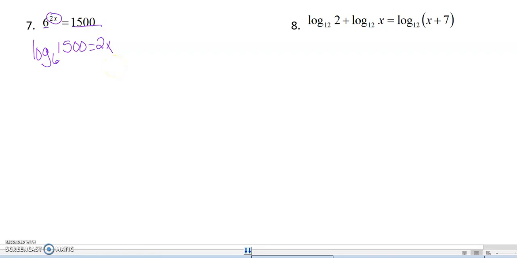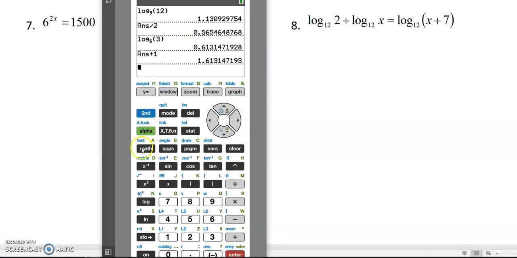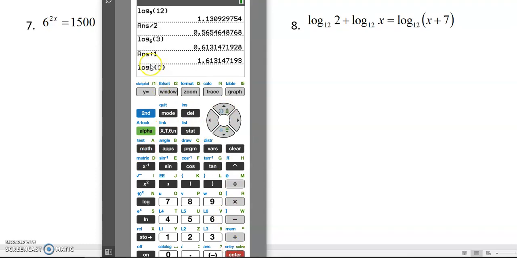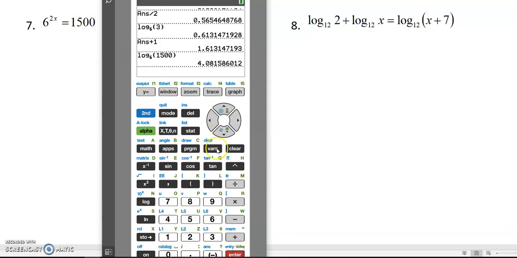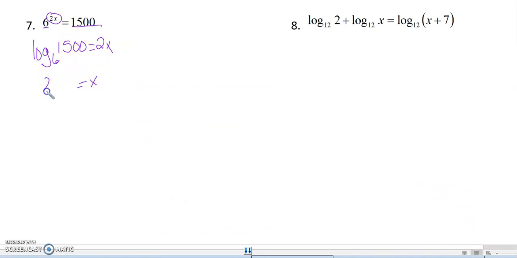Okay, so we're going to go to the calculator. We're going to go to the math function and find log base. Our base was 6. Our y equal was 1500. And we get this decimal. It was equal to 2x, so we're going to divide by 2. And we get 2.04. So this will give us 2.04. Okay? All right. So that's when you can't get the bases alike.